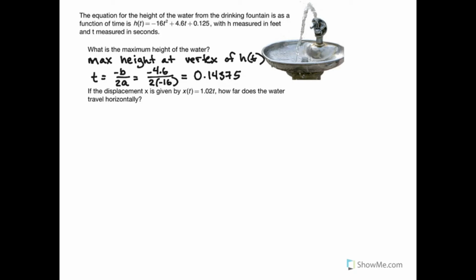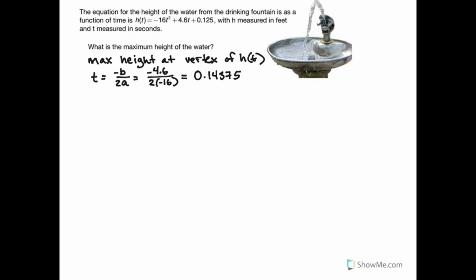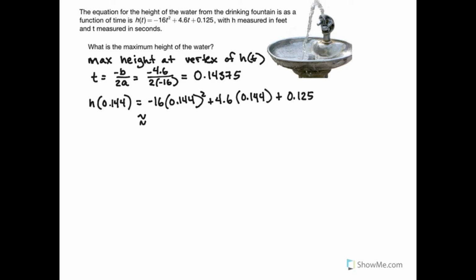So in about 0.144 of a second, we've hit the vertex of this parabola. That's not the height, that's the time. So to find the height, I need to evaluate h at that time. When I evaluate the height function at 0.144, I get 0.455625 feet. And to turn that into inches, I just multiply by 12. It's about 5.5 inches.